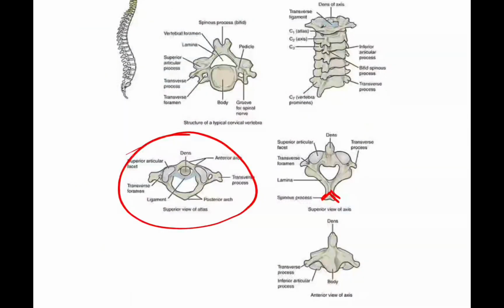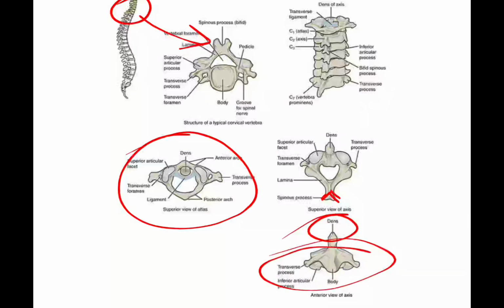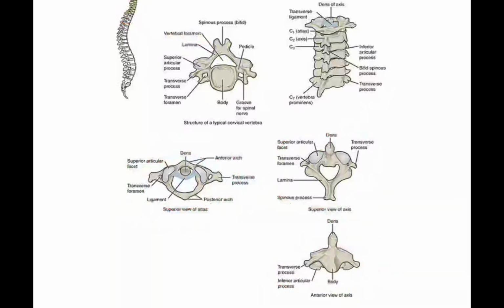So these are images of the cervical vertebrae. This is the cervical vertebrae we are looking at here. So we have these images for you to look at. You can take time to pause the video. This is the dens on C2, and this is C1, which is ring-like, and this is C2, which has a dens. So together they form a joint.